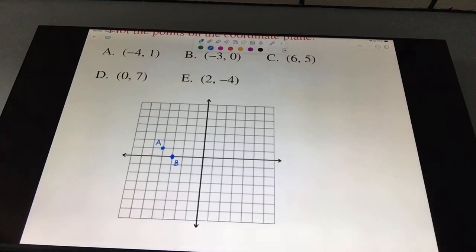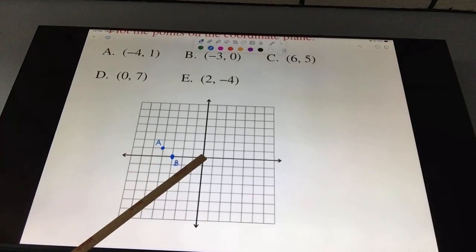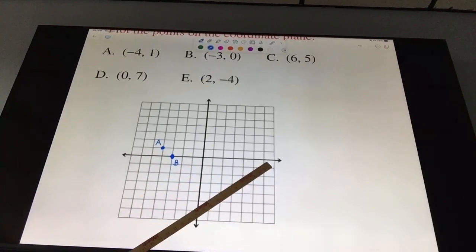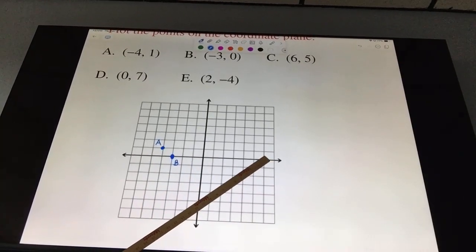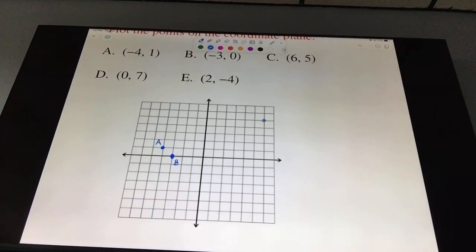Point C, 6, 5. I'm counting 1, 2, 3, 4, 5, 6. Positive, so that's right. Up is 5: 1, 2, 3, 4, 5. So I'm right here for point C.